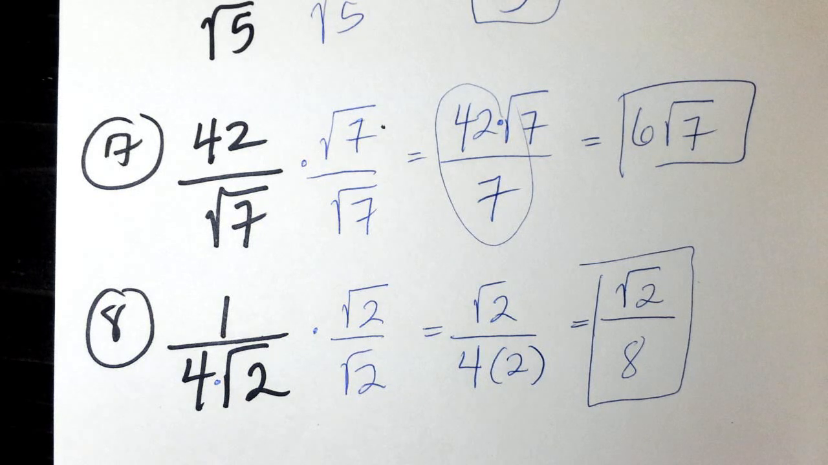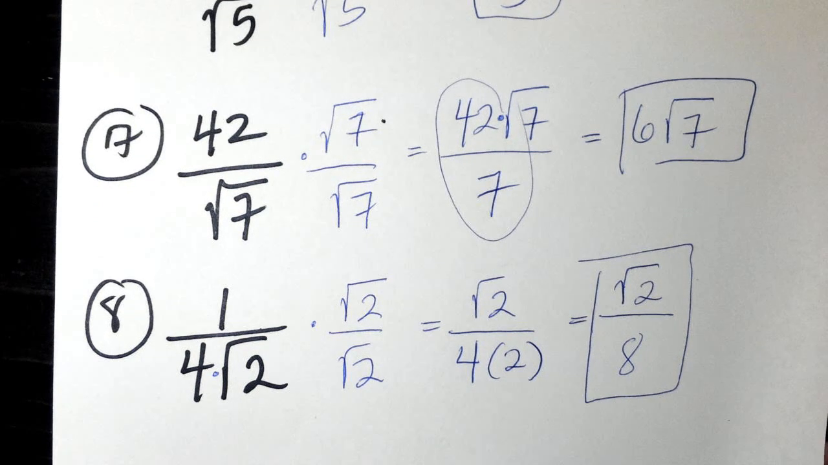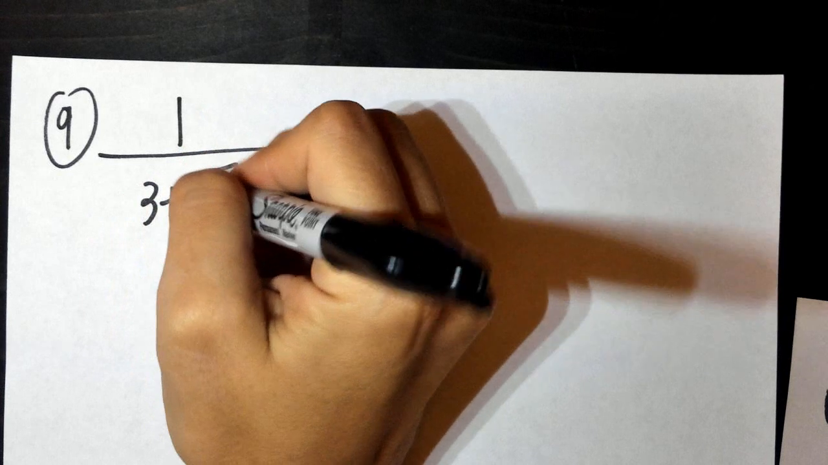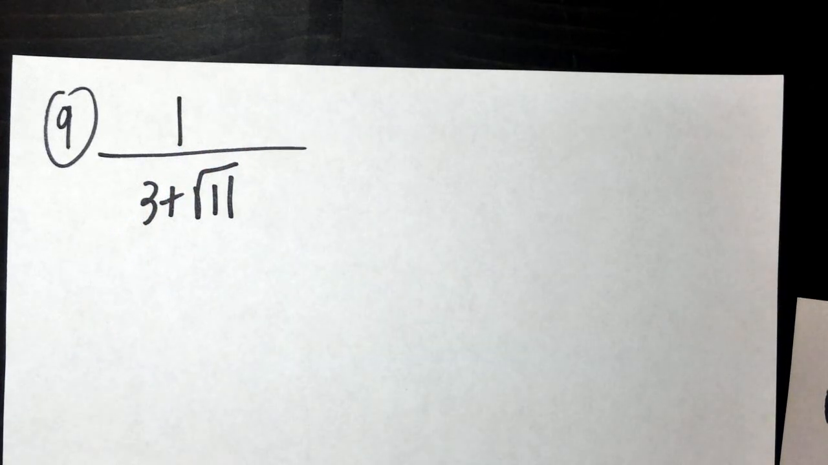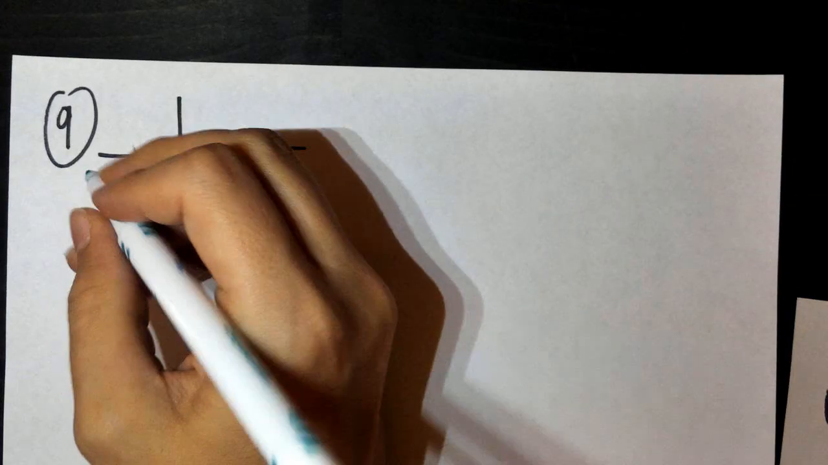All right, let's talk about if we get something a little weird. So what happens when we add or subtract on the bottom? So we have two examples left. So we'll call this example number 9. So if I have 1 over 3 plus the square root of 11. Now this changes the ball game because there's a plus sign. There's two terms and there's a plus sign. And we can't just multiply by the square root of 11 because that's not going to cancel the radical out. What you have to do is multiply by the conjugate.